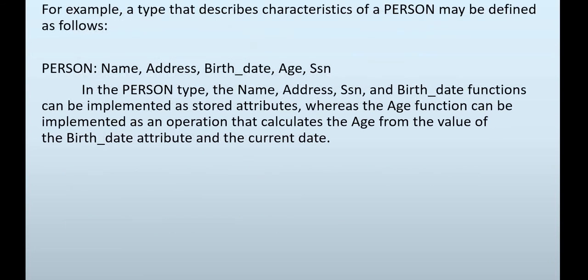See there. In a person type, the name, address, SSN, and birth date functions can be implemented as stored attributes or variables, whereas the age function can be implemented as an operation. Why do we call it an operation? Why do we define age as an operation? That is because age can be derived from the value of the birth date and the current date. I hope you understand.